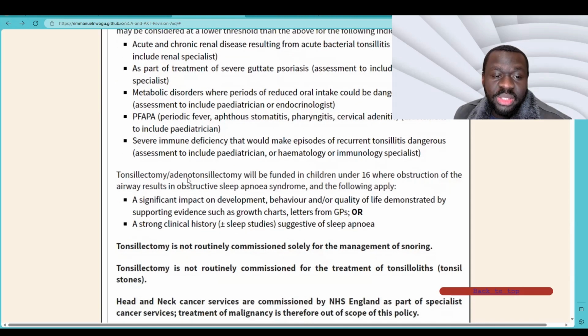Now, tonsillectomy or adenotonsillectomy will be offered in children under 16 where obstruction of the airway results in sleep apnea and the following apply: a significant impact on development, behavior, and/or quality of life, demonstrated by supporting evidence such as growth charts, letters from GPs, or a strong clinical history, plus sleep studies.